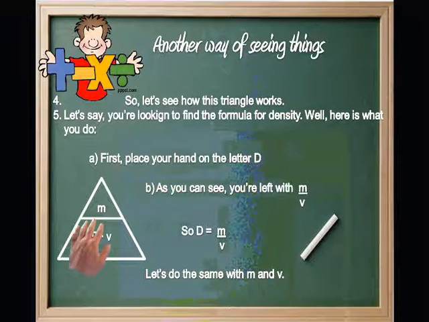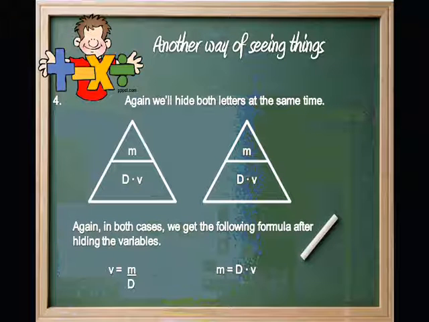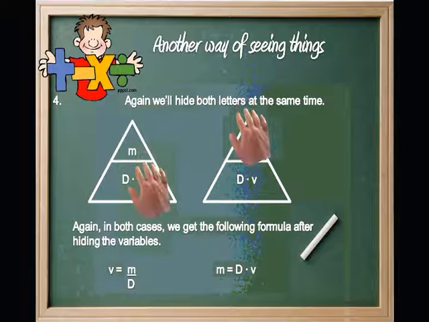Let's do the same with m and v. Again, we'll hide both letters at the same time. What you're left with, on one side, v is equal to m over d, and on the other, m is equal to d times v. And that's it for this triangle formula. That's it for today's lesson.